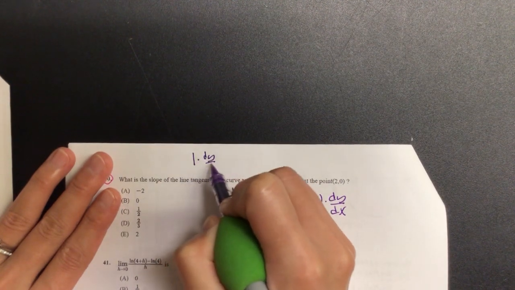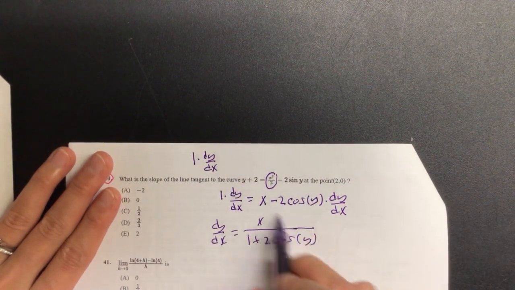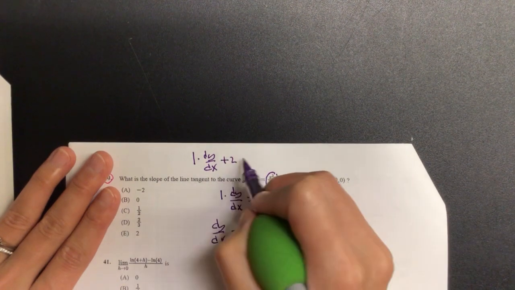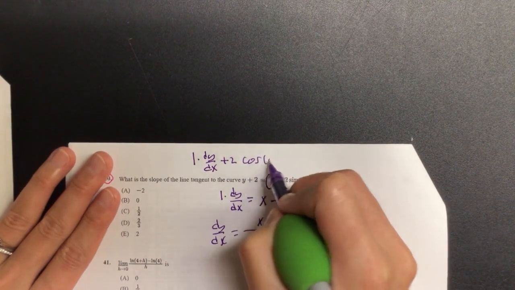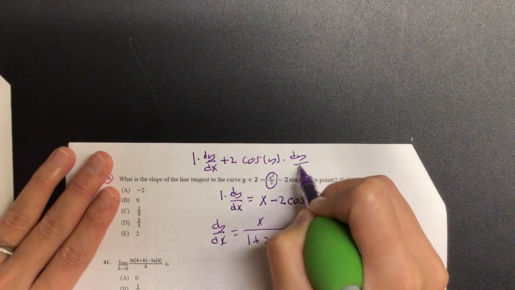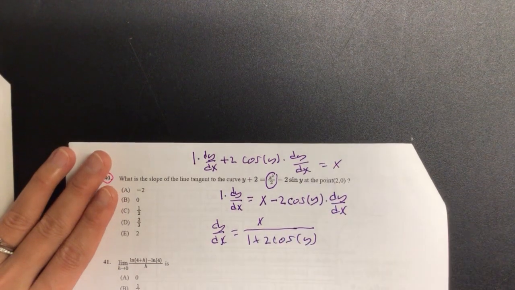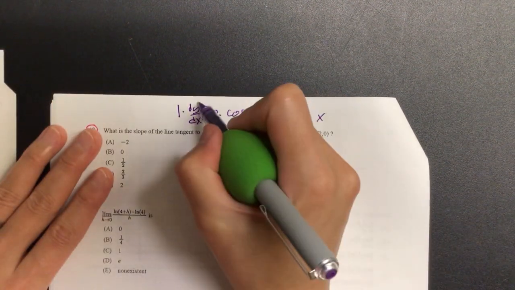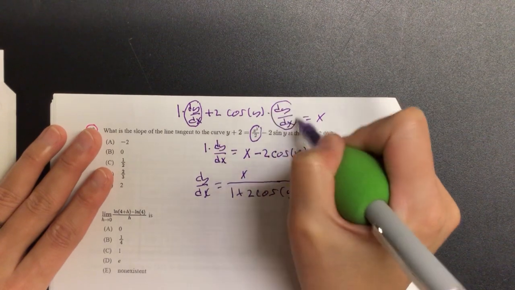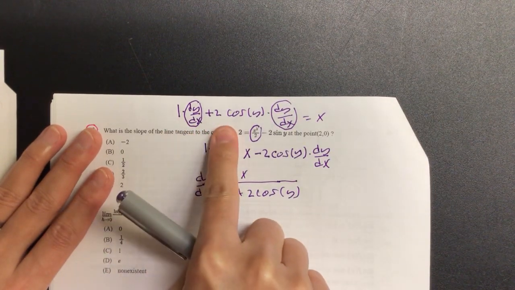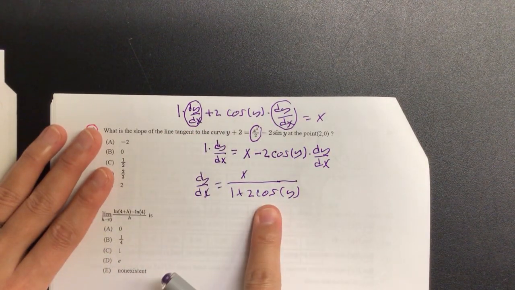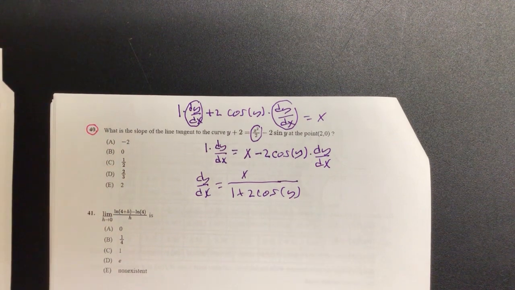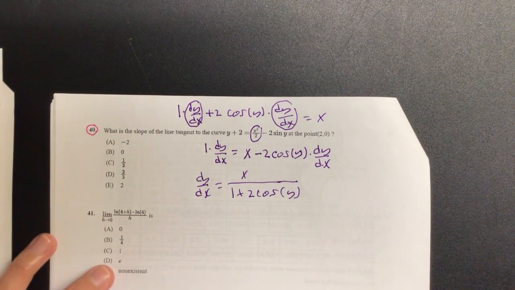1 dy over dx. We're going to add this guy, okay? Plus 2 cosine y dy over dx is equal to x. And then you factor out dy over dx, which remains 1 plus 2 cosine y that is being divided. Do we need that step too? No, yeah, I got it. Okay, we're good?